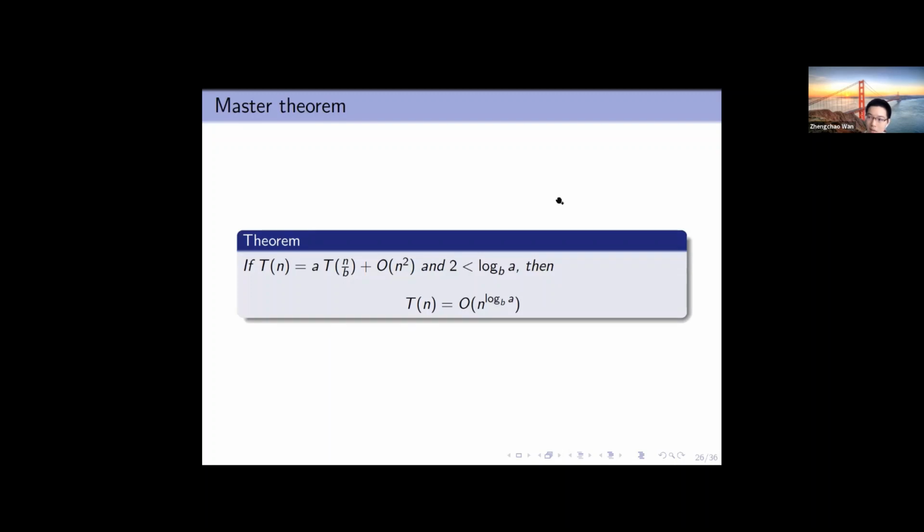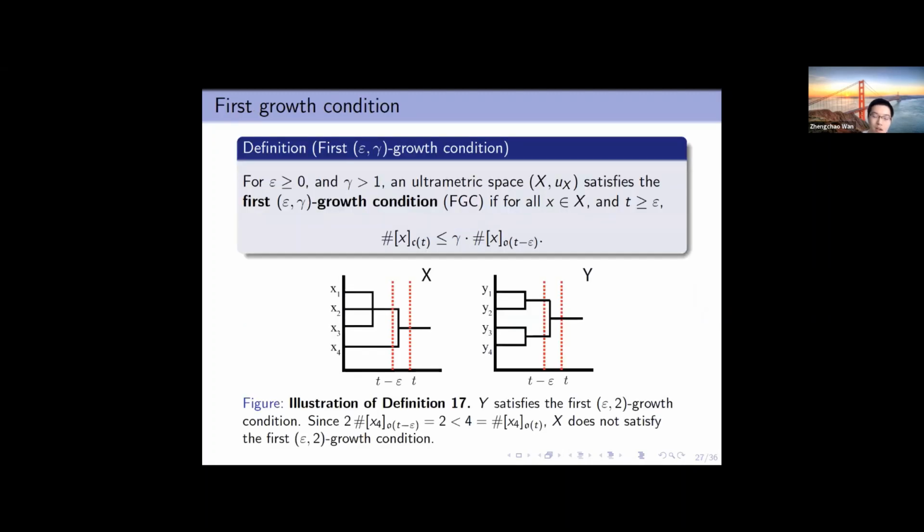In order to analyze the complexity of a recursive algorithm, a standard tool to use is the so-called master theorem. Basically, if you know the number of subspaces and you know the size of each subspace, then the master theorem can tell you the total time complexity of a recursive algorithm. And in our case, the size of a subproblem is the cardinality of an input space. In order to control the size and the number of subproblems generated by our recursive algorithm, we introduced the so-called first epsilon gamma growth condition.